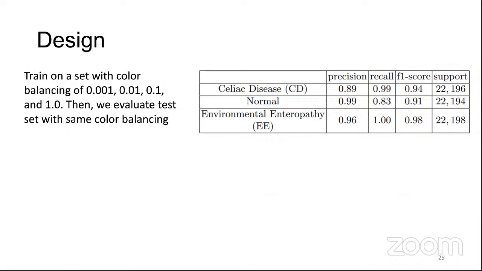Okay, at the other end, when we get the results, we have a design piece as well. We have to show people the results. And the first table here shows the results that we get when we train on one color balancing approach and test on that same color balancing approach. And you can see that we get very good results. We're getting good classifications for environmental enteropathy, pretty good for normal, and doing well as well for celiac disease.